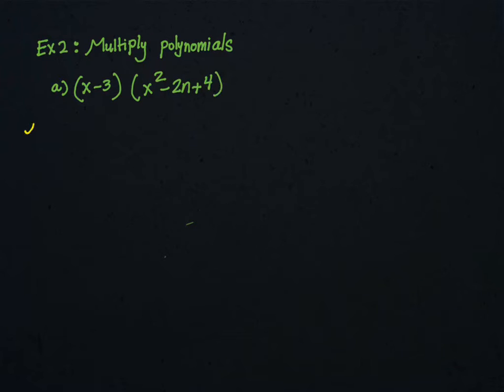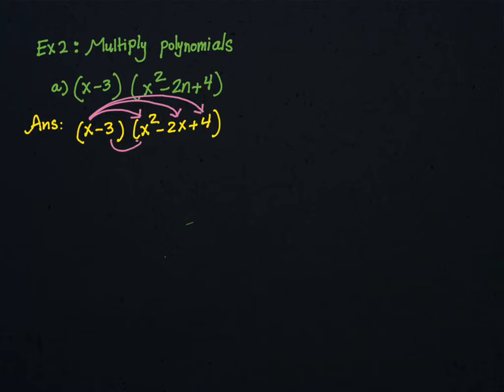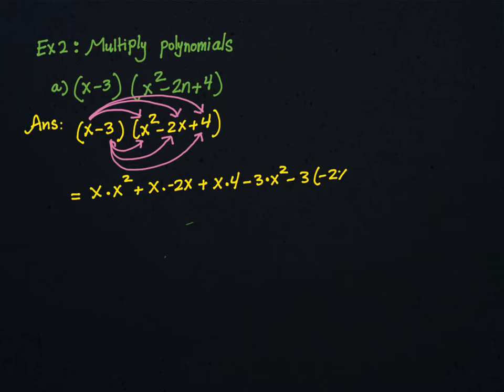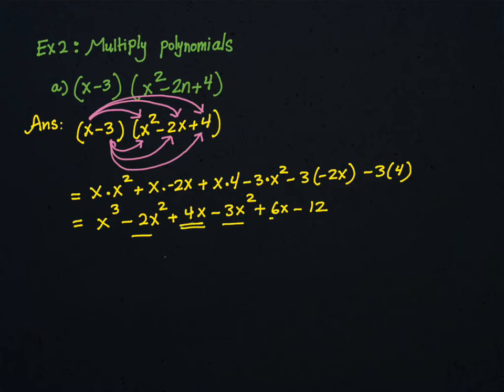So now again, this one is a binomial and a trinomial. Do the arrows. x times x squared is x cubed. x times negative 2x is negative 2x squared. Combine like terms.